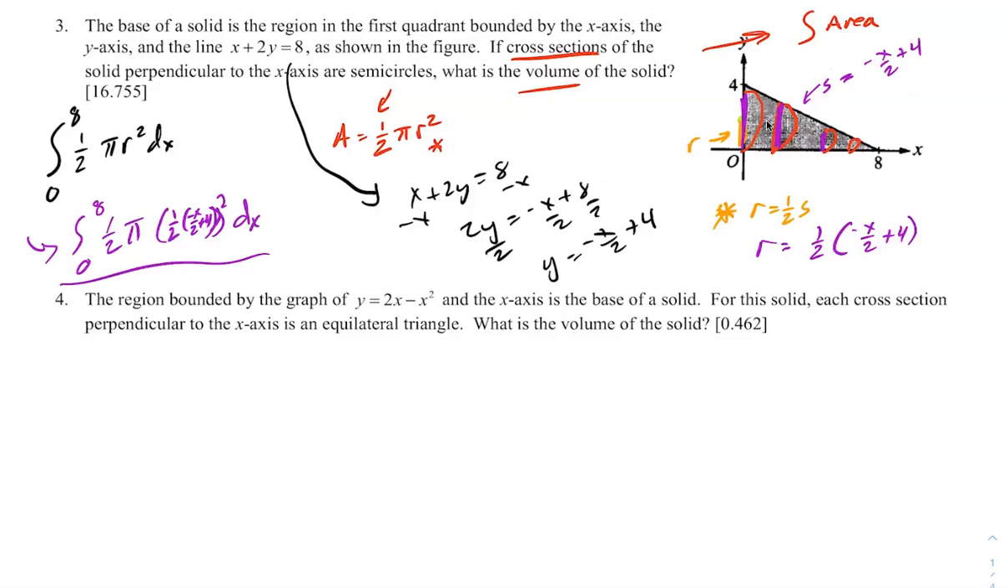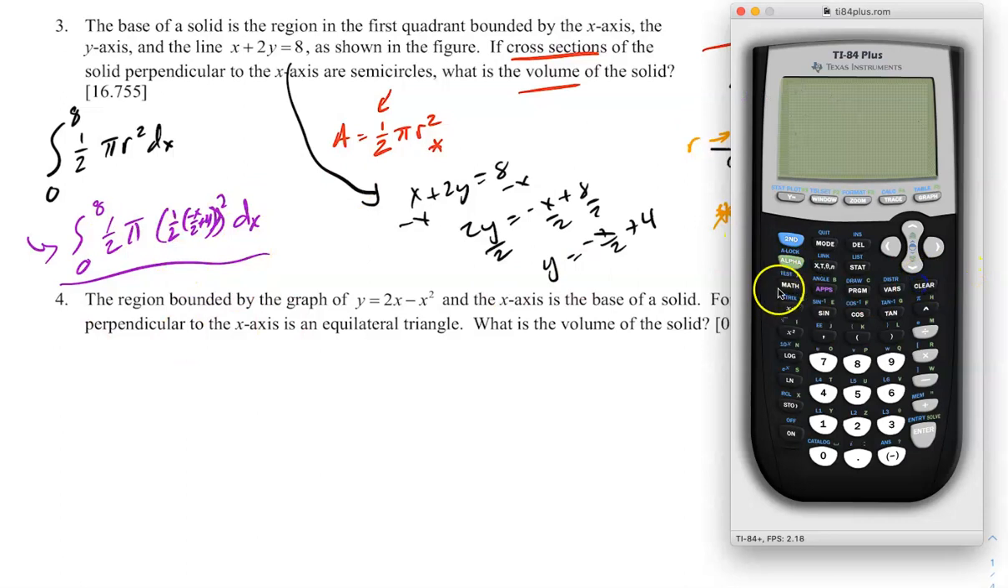That's what I had to plug into my calculator. I'll do that one because that's ugly. So let's do that one together also. So math 9. I'm going from 0 to 8. I need 1/2. I need pi. And parentheses, I'm going to do 1/2 times negative x divided by 2 plus 4.